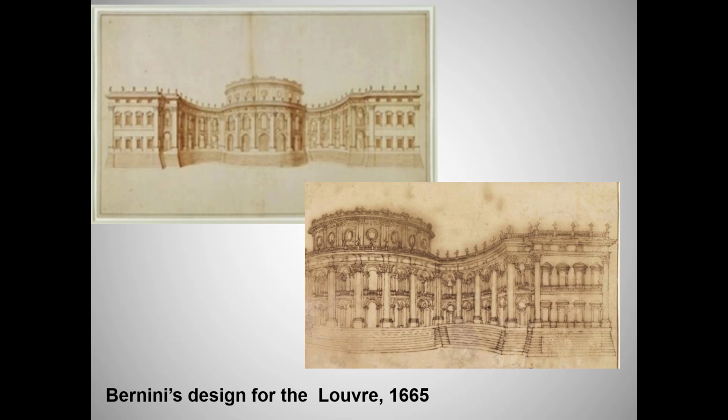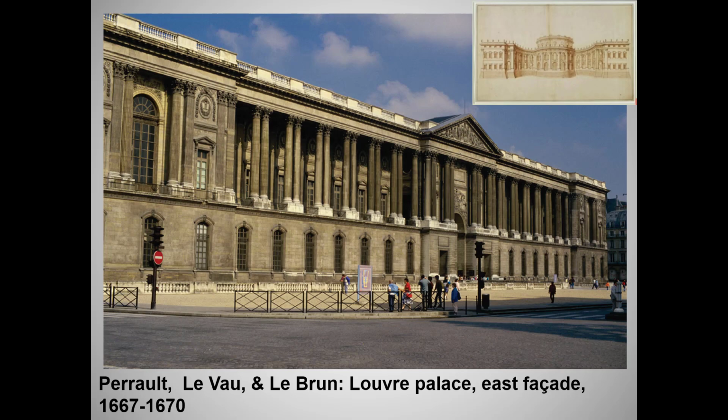Here are some of Bernini's sketches of his proposed design, but it just seemed too Italian for French taste. And here's the design that won in the end. You may notice the same architects designed Versailles. Louis XIV rejected curves, high drama, and instead he went for classical, imposing, and horizontal. This is a building that exudes power.